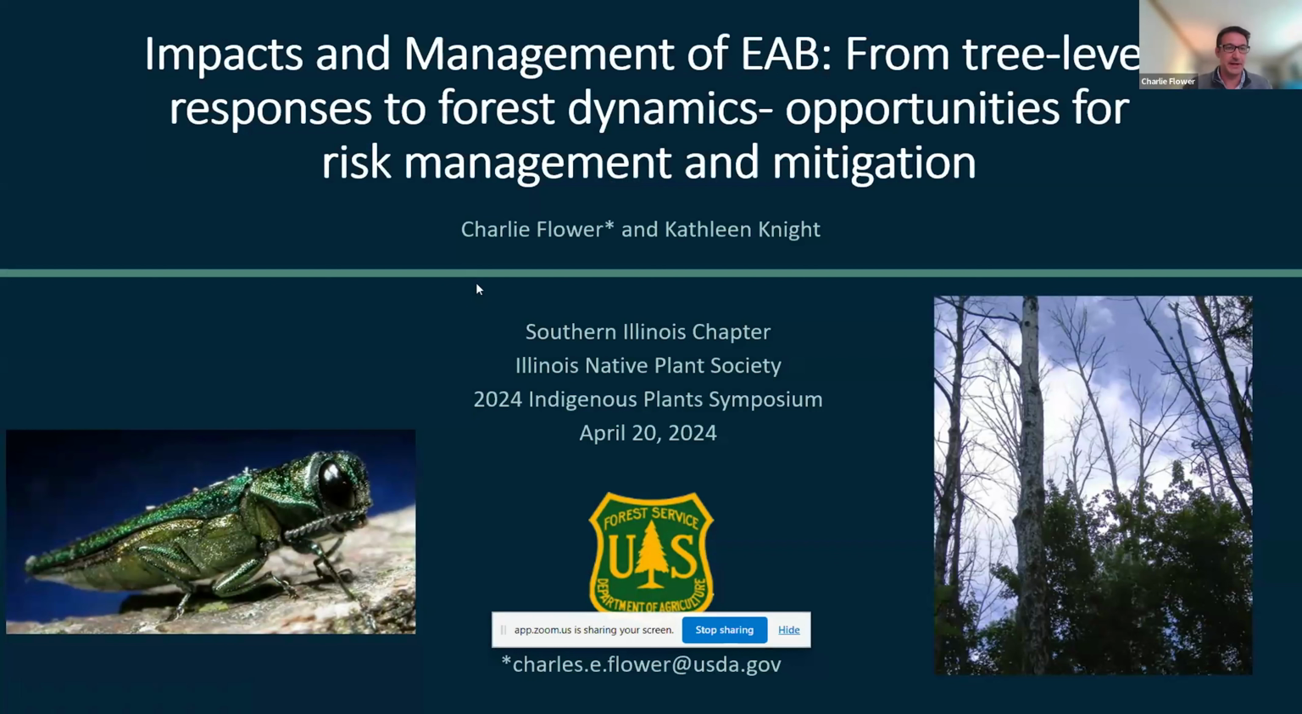This is some work that Kathleen and Knight and I have been working on over the past decade or two. I'm going to cover some impacts and management of emerald ash borer, from tree level responses to forest dynamics and opportunities for risk management and mitigation.